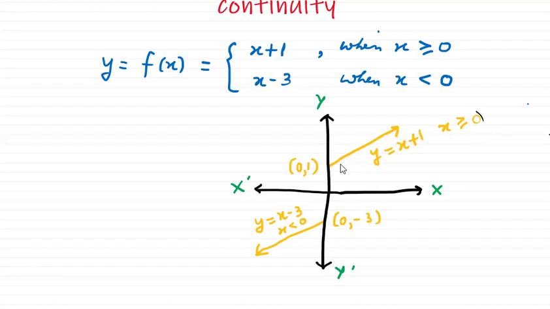Okay, so it will be continuous for all the values which are greater than 0. Now if we see this one, here also there is no interruption, no gaps, so y equals x minus 3 is also continuous for all the values which are less than 0. But what about 0? At 0, you can see a big gap between these two graphs, or these two lines. So here you can say that this function will be discontinuous at x equals 0.